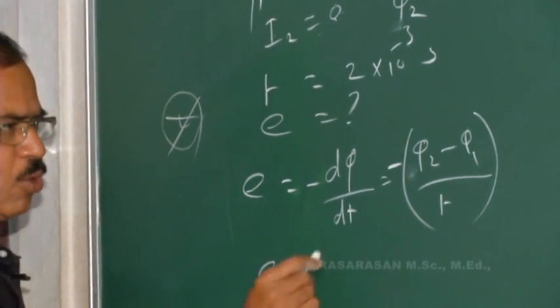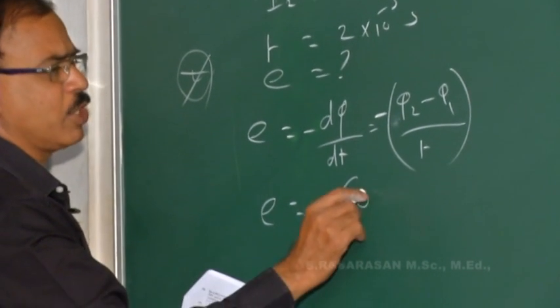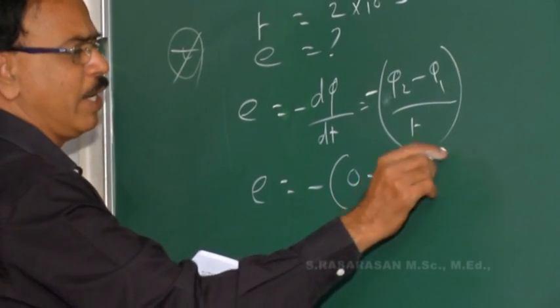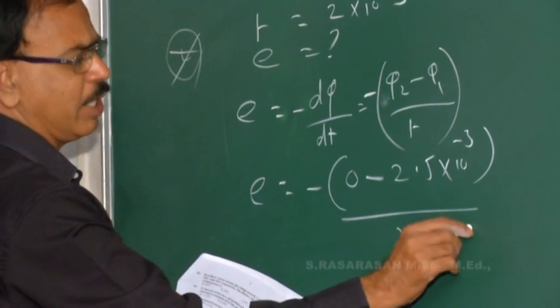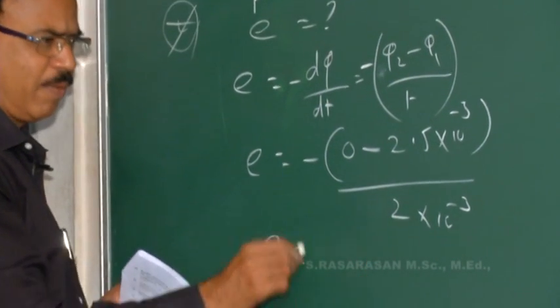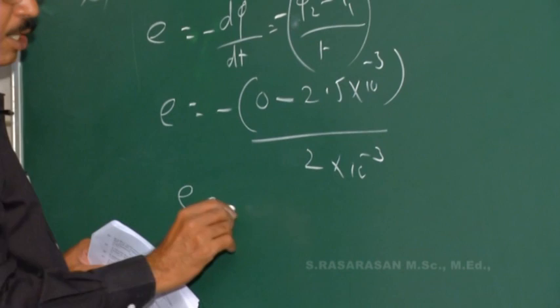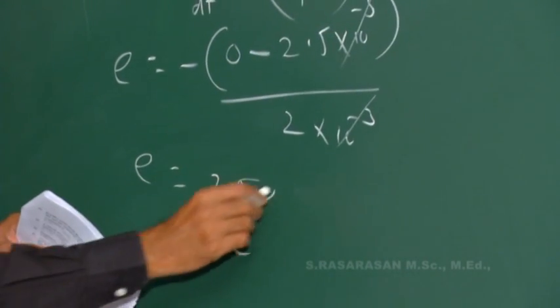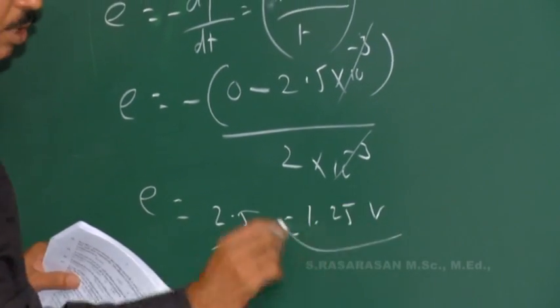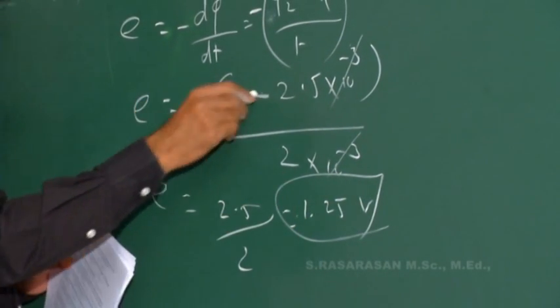So E is equal to minus of (0 minus 2.5 × 10⁻³ Weber) over time 2 × 10⁻³. So EMF is minus minus plus. So 2.5 by 2, the 10⁻³ cancel out.